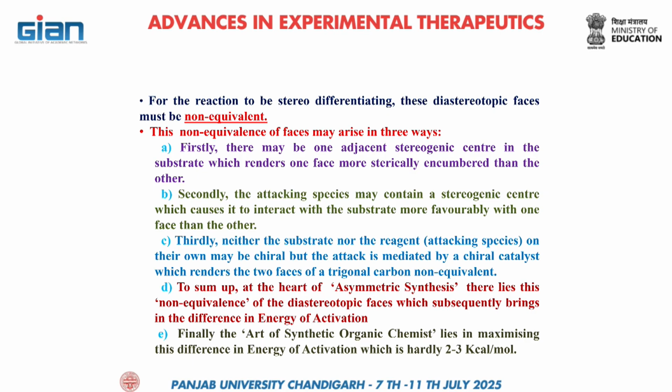So for the reaction to be stereo differentiating, you require non-equivalence. How can this non-equivalence be created? You did this in the morning. What is the first point telling? The non-equivalence of phases may arise in three ways. Firstly, there may be one adjacent stereogenic center in the substrate which renders one phase more sterically encumbered than the other.